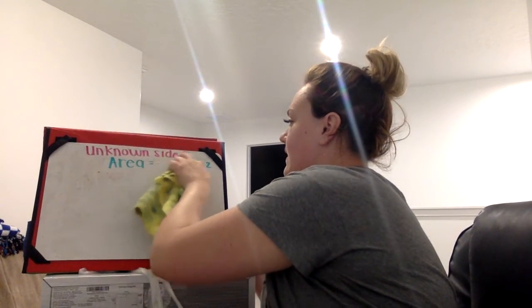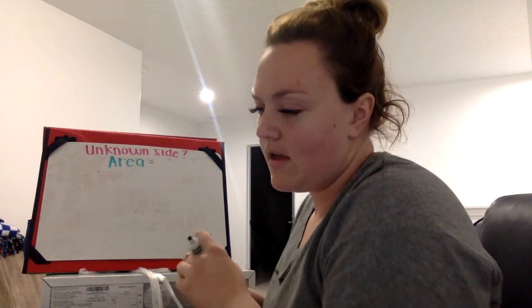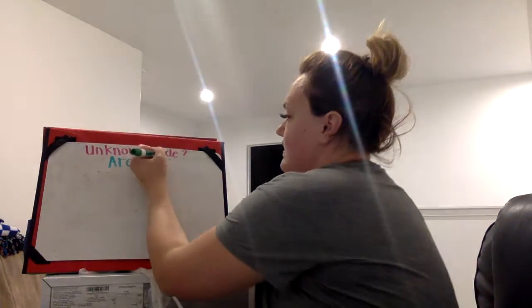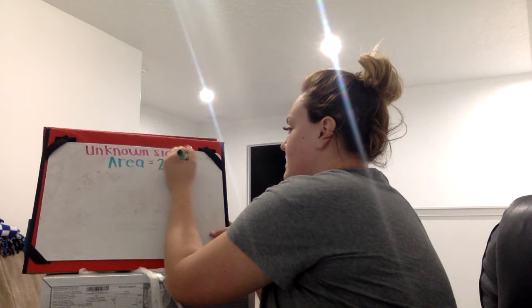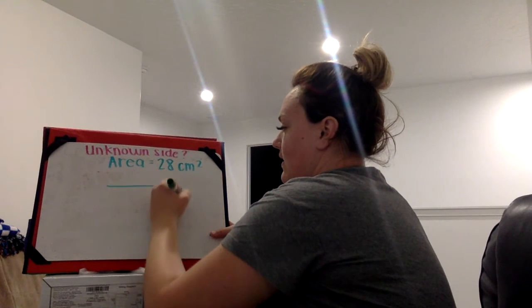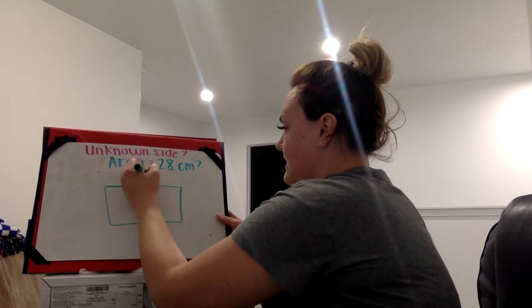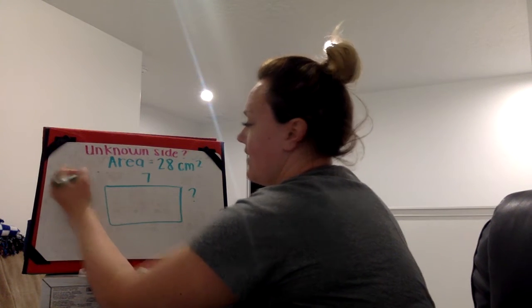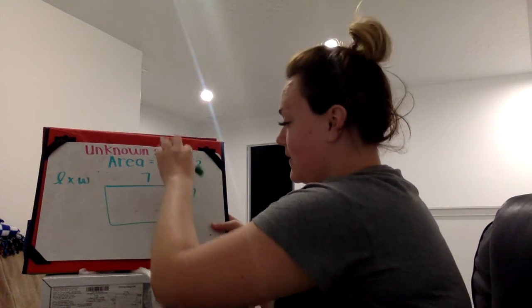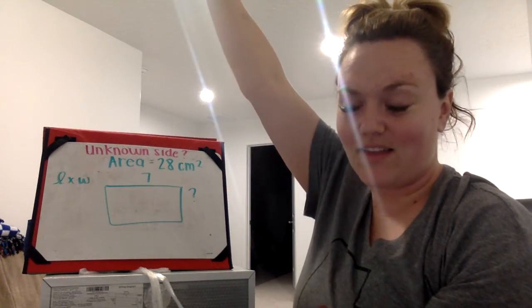Okay. All right, let's try a little bit trickier one. Let's try, the area is 28 centimeters squared. And they're giving us this length and a question mark. So, length times width. This is length, how long something is. Width is how thick something is, okay? Mrs. Franks is tall. That's my length. My width is how thick I am, okay?